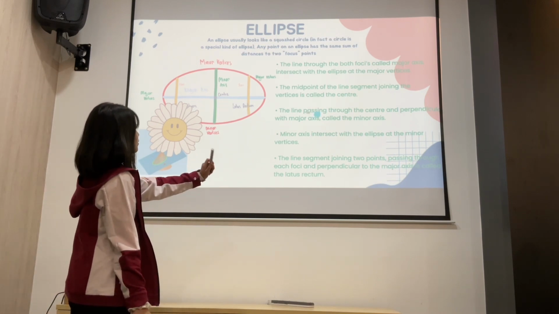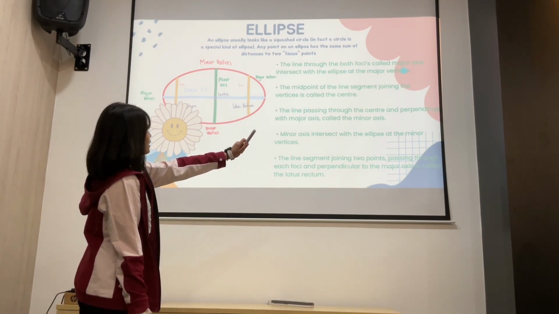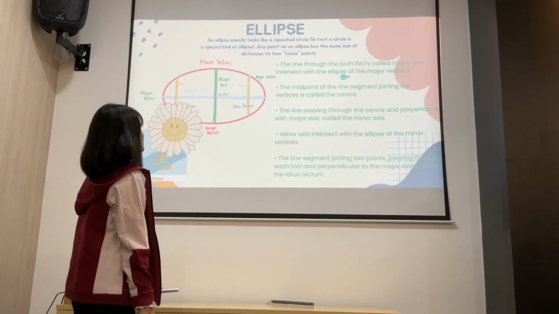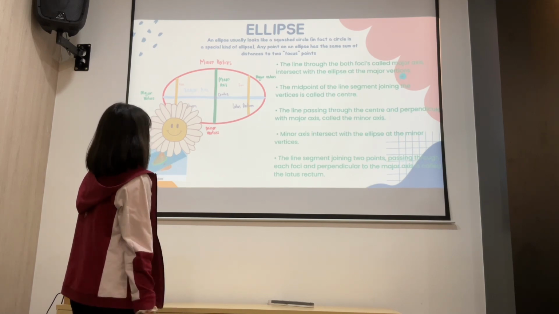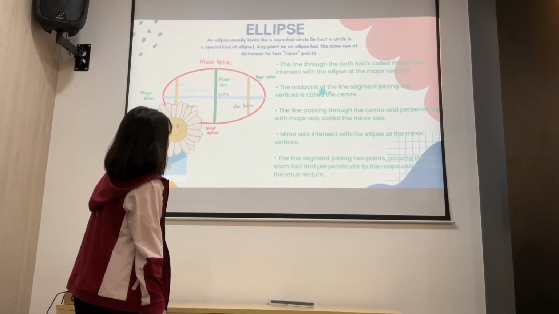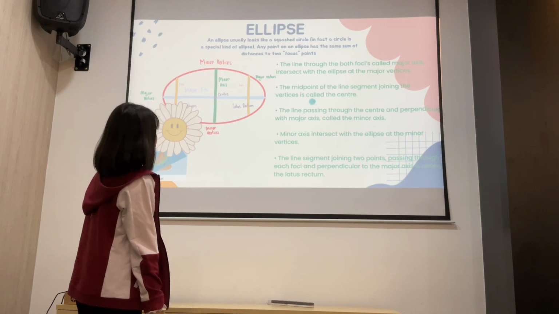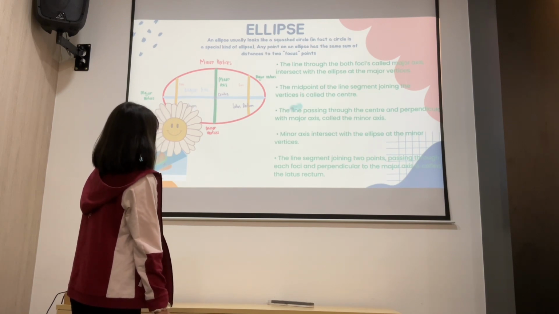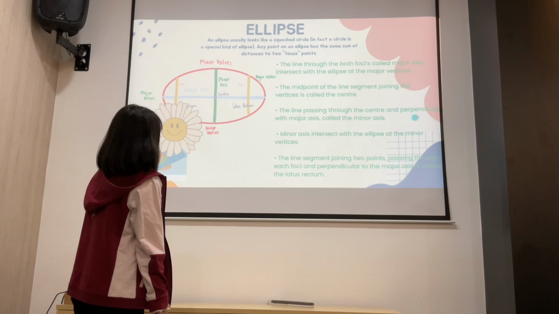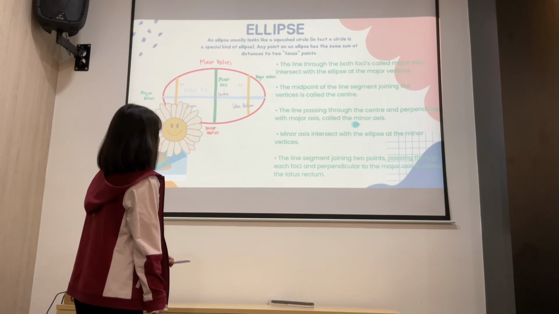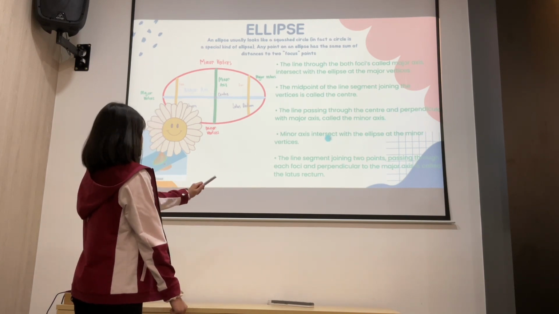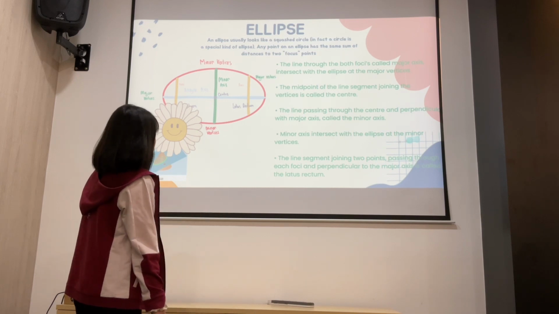The line through both foci, called major axis, intersects with the ellipse at the major vertices. The midpoint of the line segment joining the vertices is called the center. The line passing through the center and perpendicular to the major axis is called the minor axis. Minor axis intersects with the ellipse at the minor vertices.